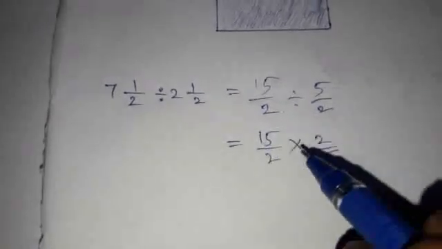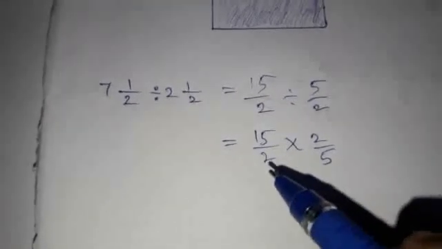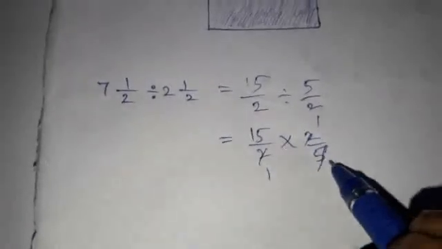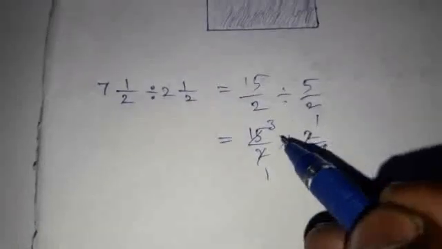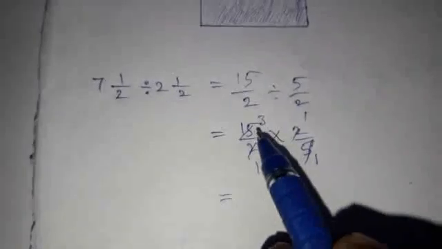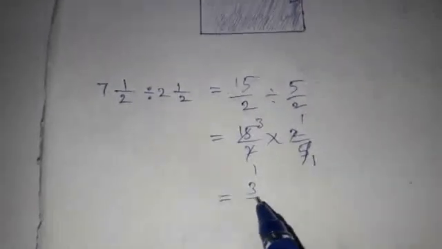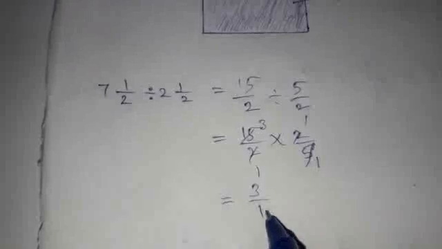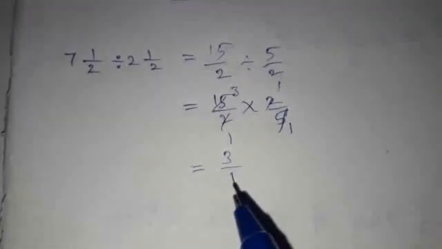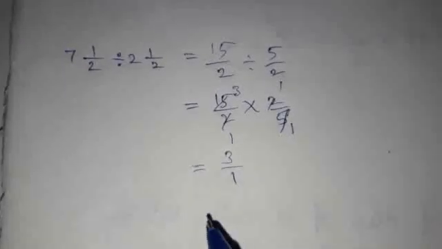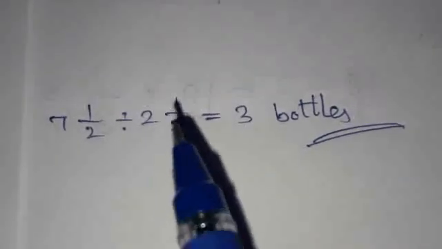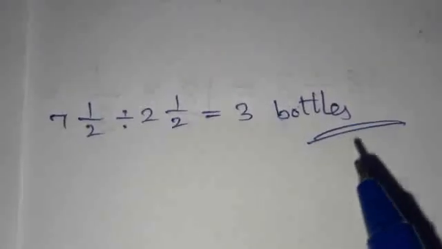Next, you have to divide these two numbers by the possible table. 1 twos are 2, 1 twos are 2. 1 fives are 5, 3 fives are 15. Next, multiply the numerators: 3 ones are 3, and the denominator is 1 one is 1. We know every number has a denominator 1, so we don't need to write 1 in the denominator. The answer is 3 bottles. 7.5 divided by 2.5 equals 3 bottles. This is the answer for this question.